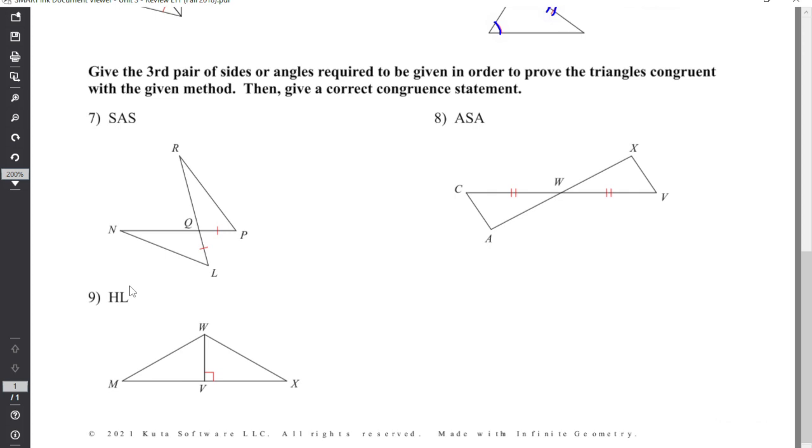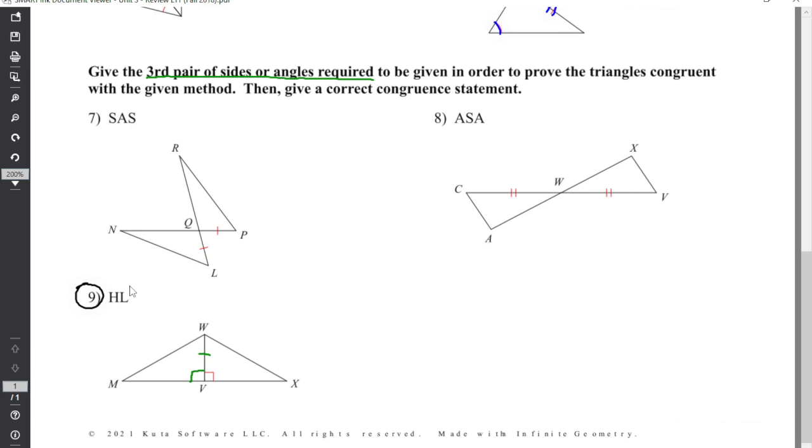Let's look now at number 9. Give the third pair of sides or angles required. So we've got third pair of sides or angles in order to prove the triangle is congruent with the given method. All right, so what we're looking for here, pay attention to these directions because we miss them a lot. What we're looking for here is what isn't already marked in the diagram that would need to be marked in the diagram in order to prove this.